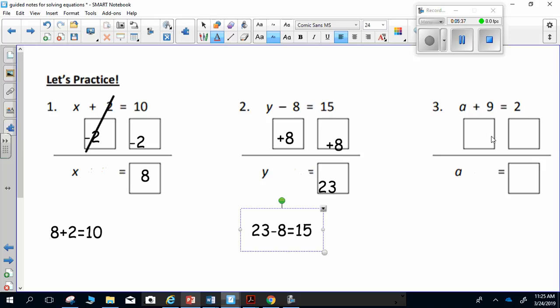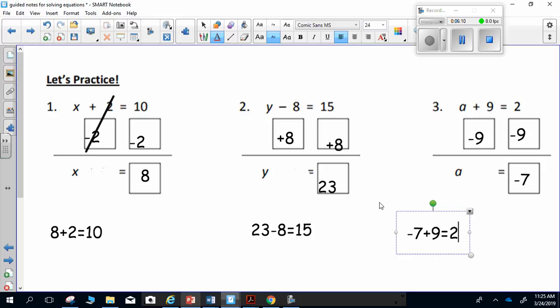Who's the variable? A. What's happening to it? 9 is being added to it. So I subtract 9, and I subtract 9. And I've got a positive 2 and a negative 9. So I get negative 7. So if I check it, negative 7 plus 9 equals 2. And that's true because it's an addition problem, the signs don't match, so you ultimately wind up subtracting.